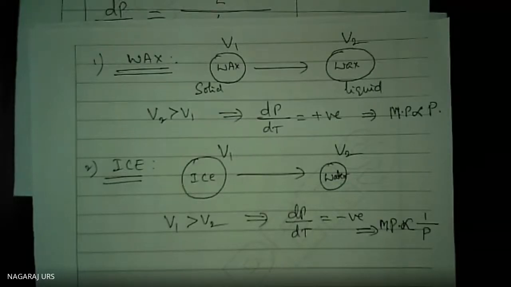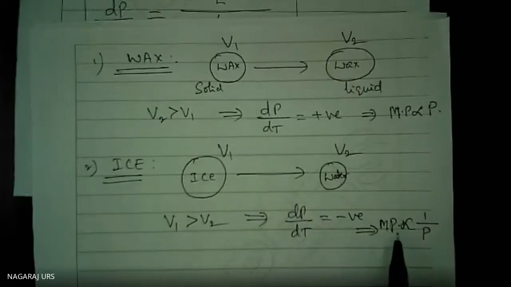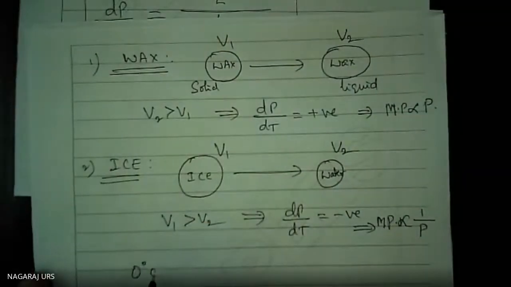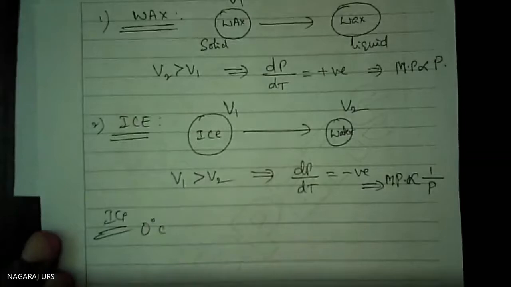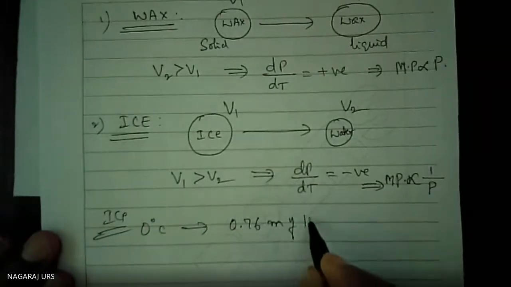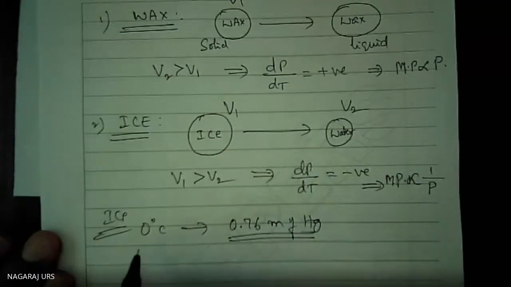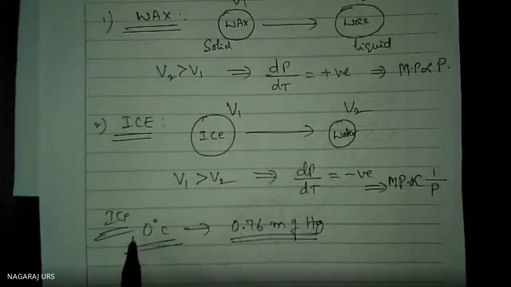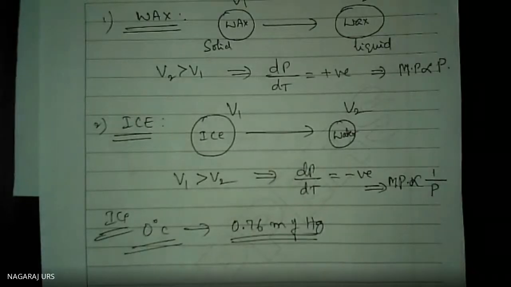So very simple. I can increase the melting point of ice by reducing the pressure, and I can decrease the melting point of ice by increasing the pressure. Right, understood? But the melting point of ice is 0 degrees centigrade at what pressure? Normal pressure, that is 0.76 meter of mercury, 1 atmospheric pressure. At this pressure, ice is going to freeze at 0 degrees centigrade. If the pressure is above or below this, the melting point keeps changing, so be careful about this.